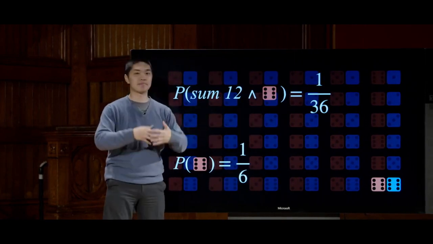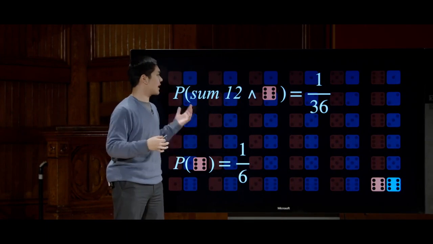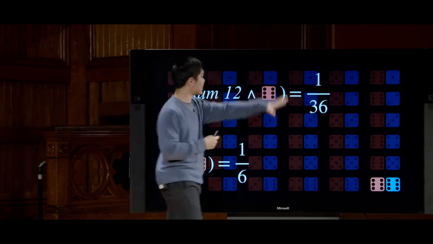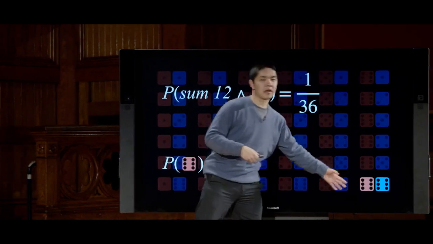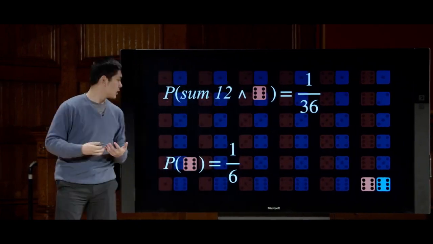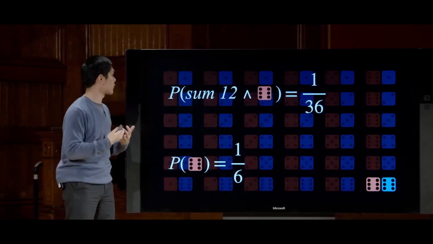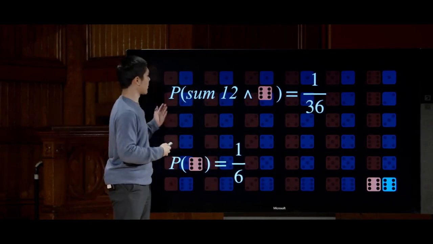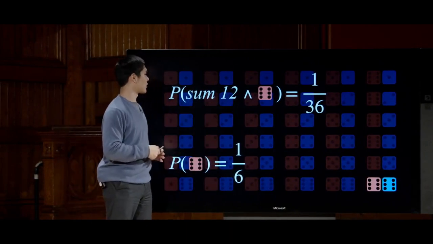So what is the probability that both of these things happen? Well, it only happens in one possible case, in 1 out of these 36 cases, and it's the case where both the red and the blue die are equal to 6. This is a piece of information that we already knew. And so this probability is equal to 1 over 36.